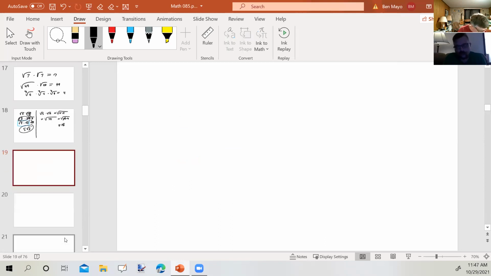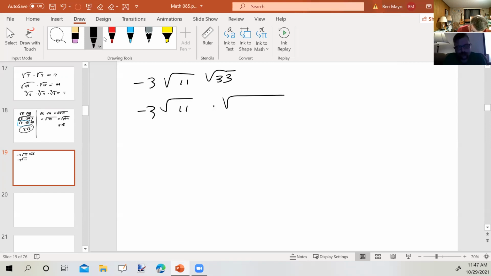Okay, let's take a look at this one. Negative 3 square root of 11 times the square root of 30, square root of 33. So I could rewrite this as that.